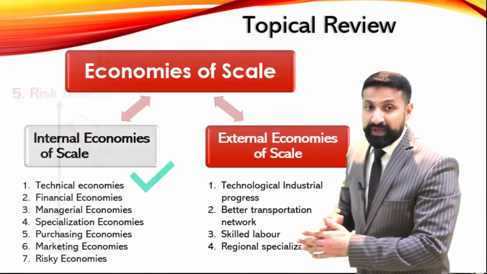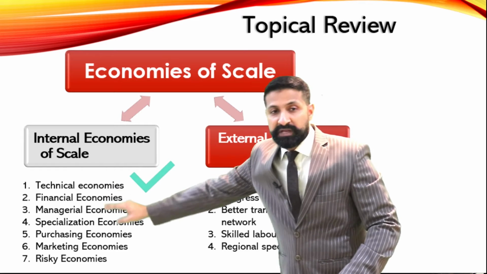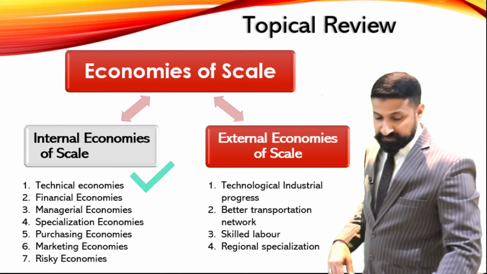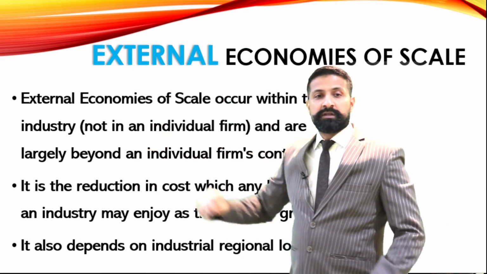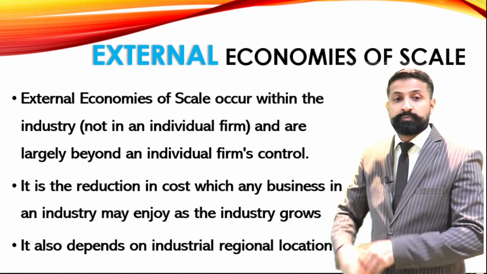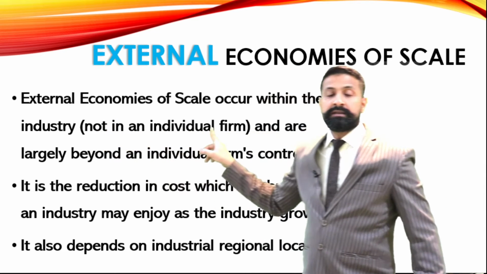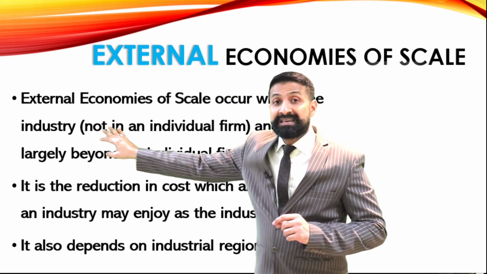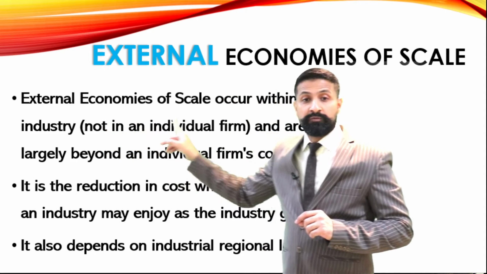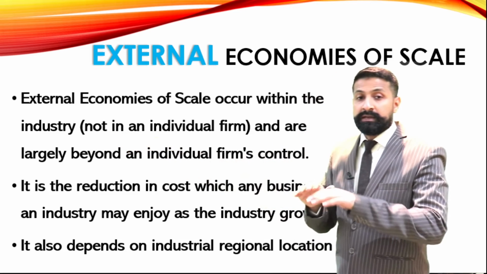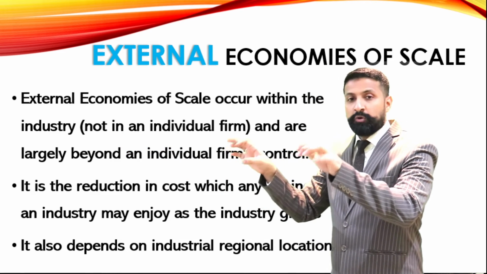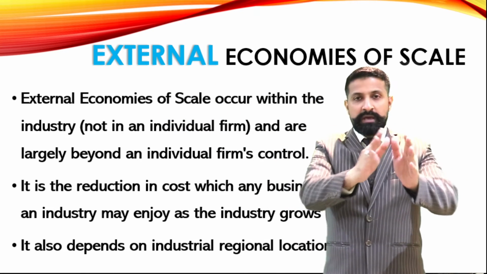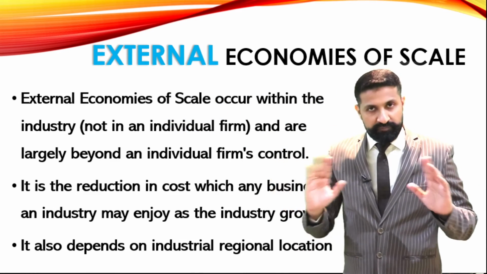Moving on. So we have covered internal economies of scale, and I explained all these internal economies of scale. Now let's move over to the external economies of scale. Okay, let's look at the definition of external economies of scale. External economies of scale occur within the industry, not in an individual firm. The first thing: economies of scale occur in the industry, not in the individual firms, and are largely beyond an individual firm's control. The firms have no control over this. Now, external means something happens outside the organization. That's beyond their control. They cannot control it, first of all. Okay?